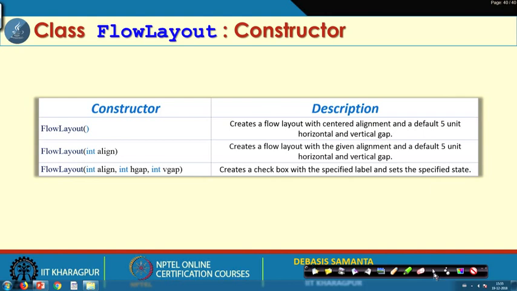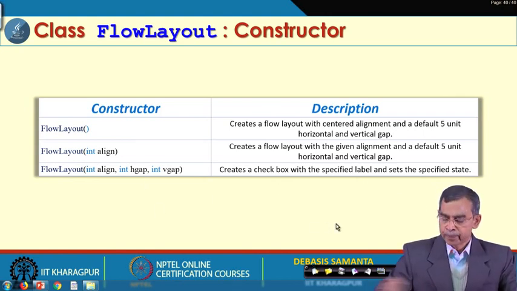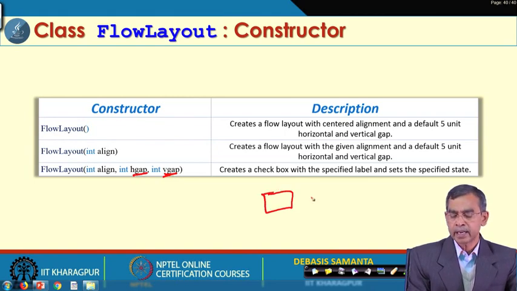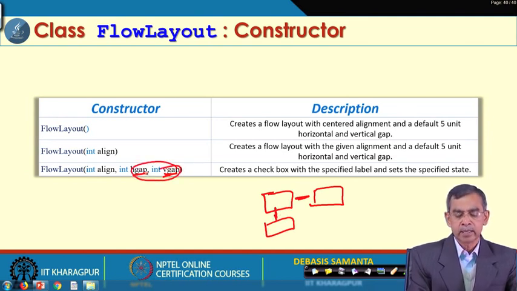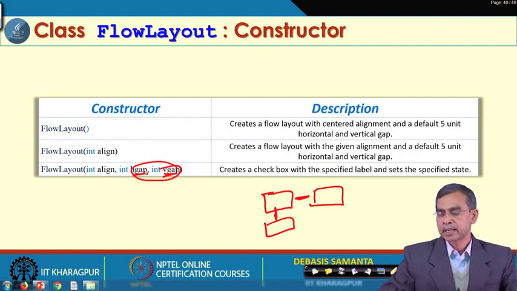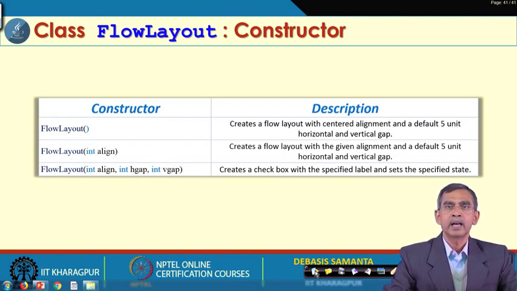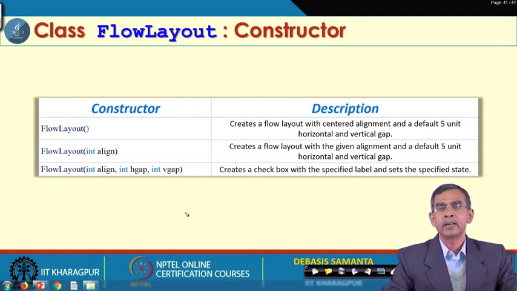Anyway, there are different constructors. If you see this other constructor, hgap and then vgap, that means if one component is added here and then another component, this is the hgap. If there is another component below, this is the vgap. All these things you can mention in your FlowLayout class constructor, and then they are automatically adjusted. This is how the flow layout manager helps a programmer to include the different components, and this is its usefulness.